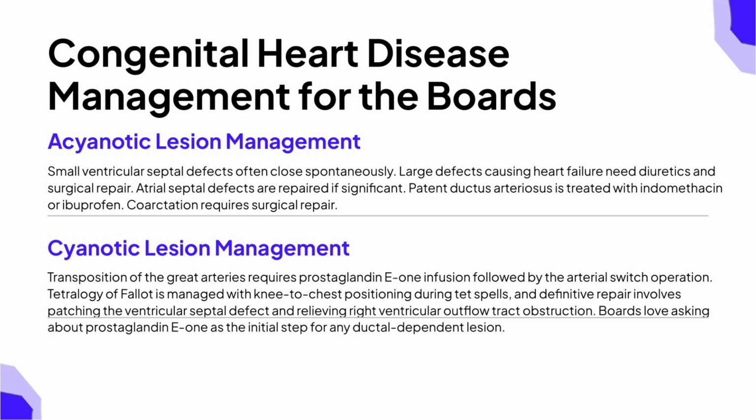For cyanotic lesions, the key management concept is prostaglandin E1. Transposition of the Great Arteries requires immediate prostaglandin E1 infusion, followed by the arterial switch operation, usually within the first 2 weeks of life. Tetralogy of Fallot is managed acutely with knee-to-chest positioning during TET spells, and definitive repair involves patching the ventricular septal defect and relieving right ventricular outflow tract obstruction.